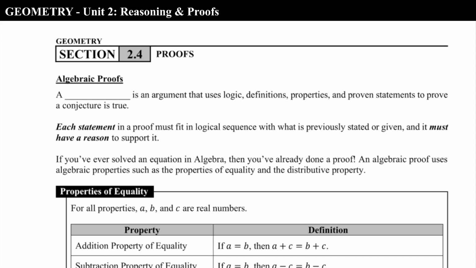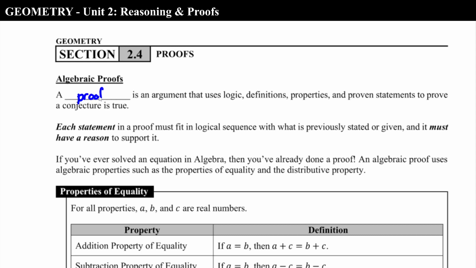So we're going to start off by talking about algebraic proofs, and by talking about algebraic proofs we're going to be able to discuss how we can prove things mathematically. Algebraic proofs are a little bit easier way to start before we jump into geometric proofs because they're a little bit more linear. So algebraic proofs, we're starting with what a proof is.